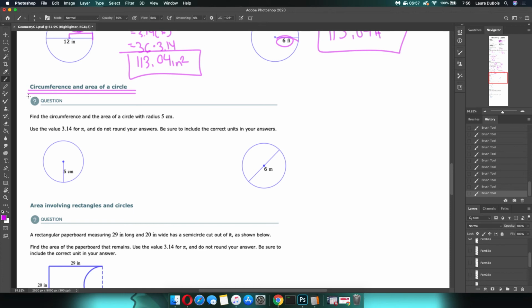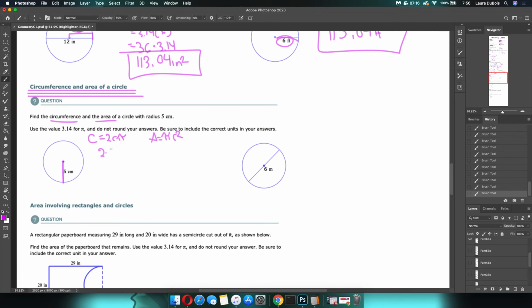Anybody who came from Algebra 2 at least had to see this topic. It was a throwback all the way in Goal 1, so it's okay if you forgot. So here we want to find both of them. Here they give us a radius. So circumference is 2 times radius times pi, and area is pi r squared.